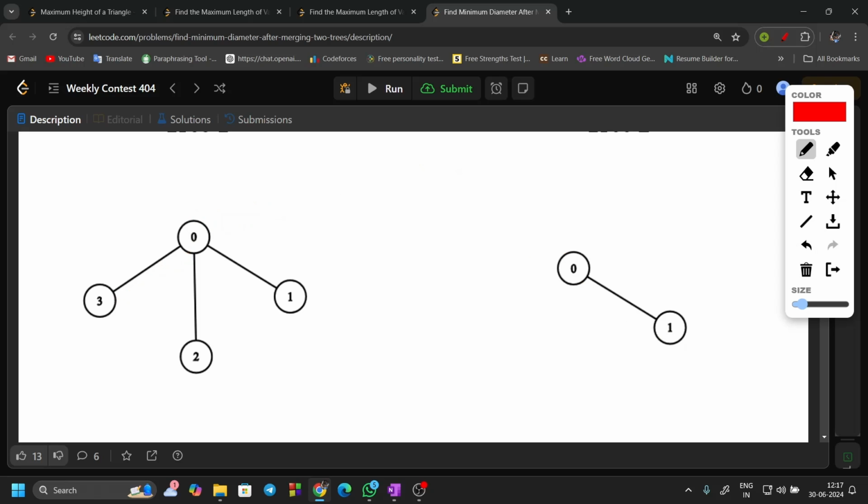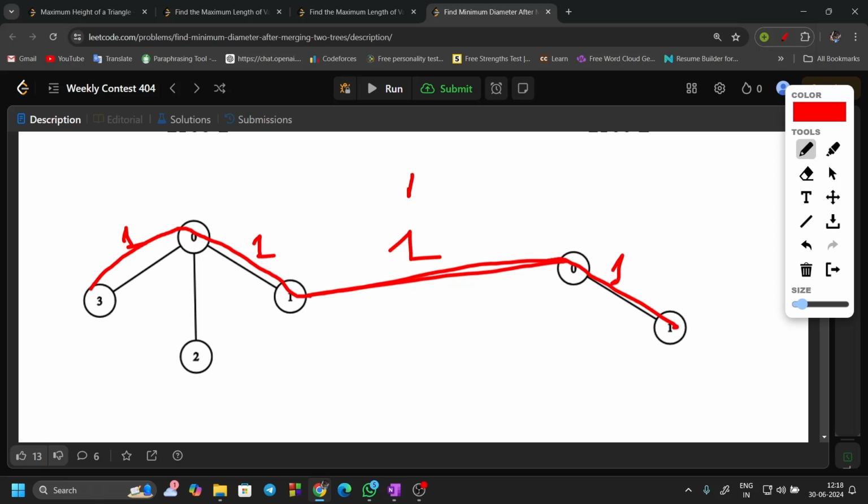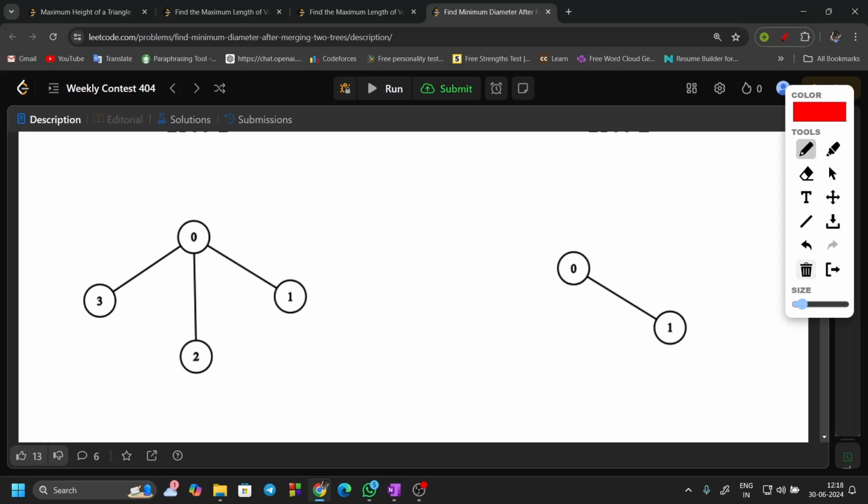Now let's suppose we connected these two nodes. What diameter can you have now? You can have 1, 2, 3, 4. You can have a diameter of 1, 1, 1, 1, a total of 4. So if you connect like this, you would have a diameter of 4. So what's the best case? The best case was to connect it like this so that we get a diameter of 3. So 3 would be our answer for this case.